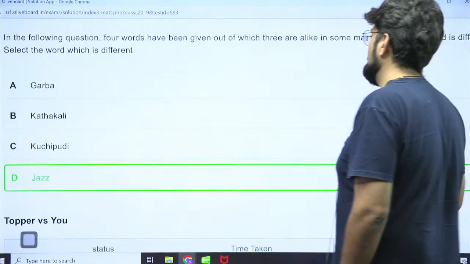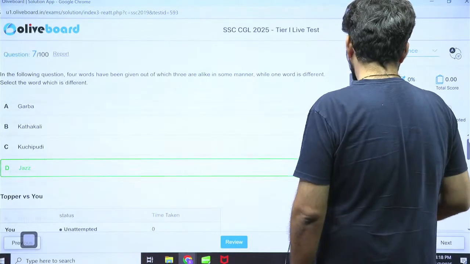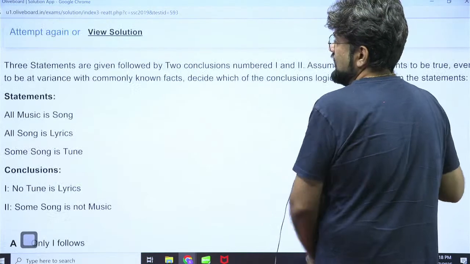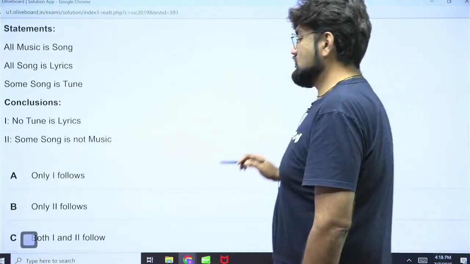Cool. The reasoning a lot of people give is that jazz is a kind of music and the other three are kinds of dances, which is not right.